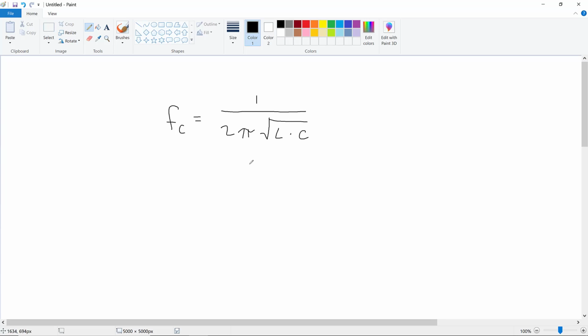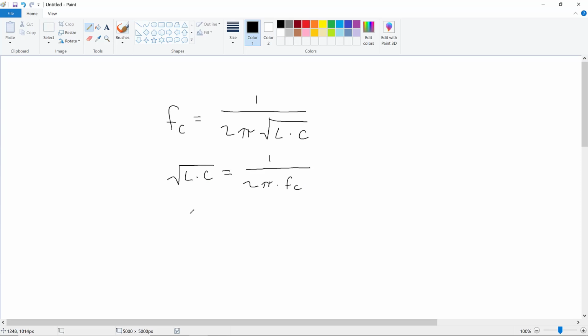Okay, so what I want to do is figure out a capacitor value here. So I'm going to multiply both sides through by the square root of L times C and divide both sides by FC. So that gives me the square root of L times C equals 1 over 2 pi times FC.